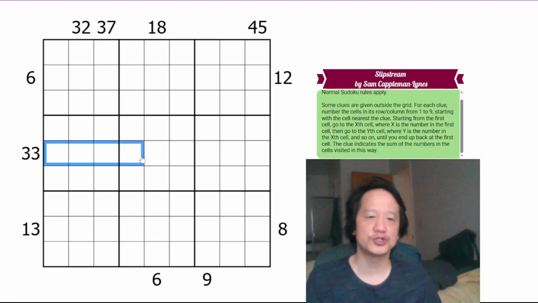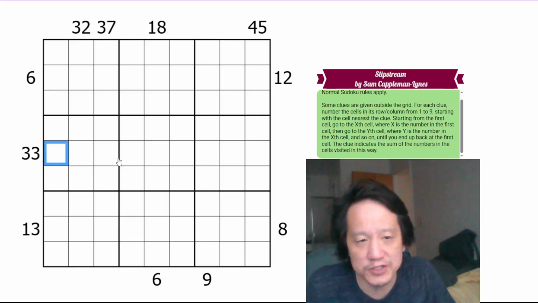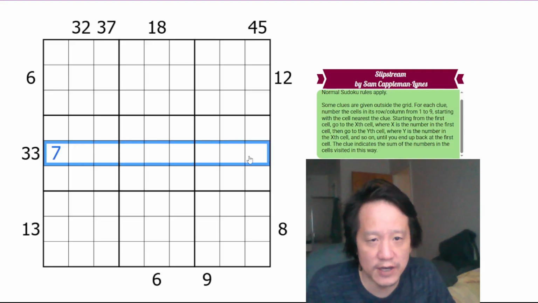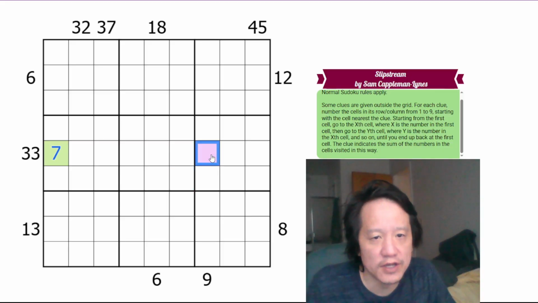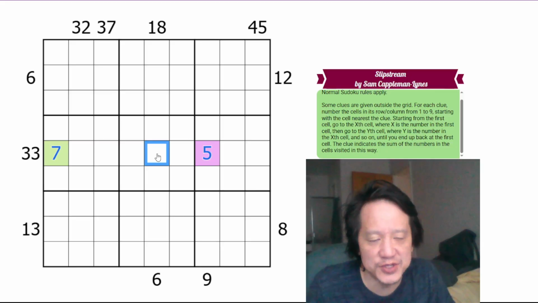So basically, this 33 means that you start with this digit and say it was a 7 or whatever. Then you would go to the 7th cell in that row, which would be here. This digit then tells you the next digit where you go to. So say this was a 5 here. That would mean that you go to the 5th cell in that row, looking at this direction.